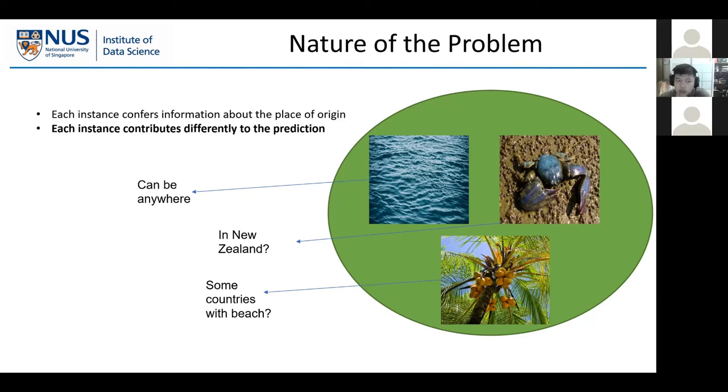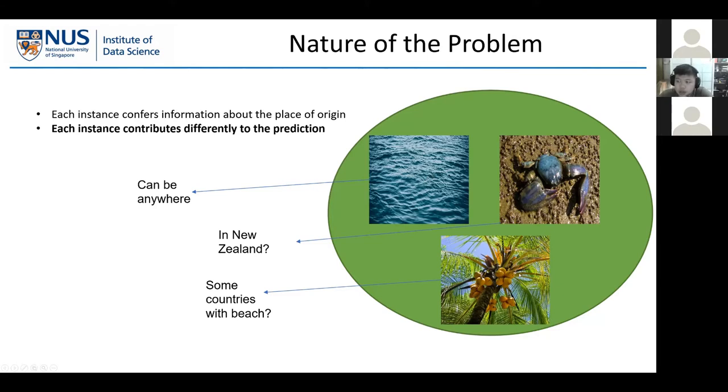Also, in this case, we can see that each instance contributes differently to the prediction. For example, this body of water doesn't tell us much. It can be anywhere. It can be your toilet. It can also be the ocean. So not much, but it tells us that this picture is taken in a place that contains a body of water. It's little information, not a lot.